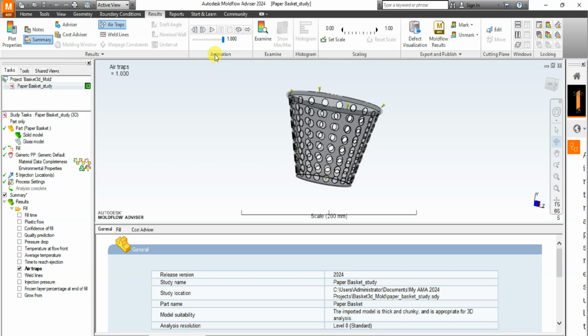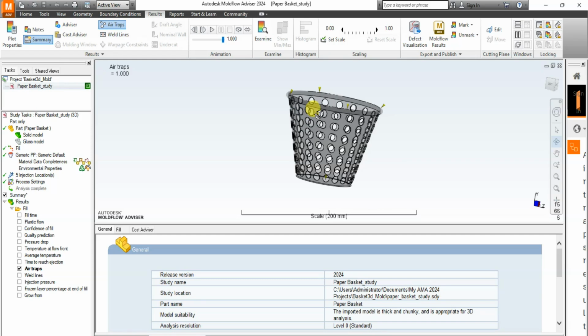Additionally, the air trap plot is used to determine the probability of an air trap at a particular location. A higher value clearly shows a higher probability that an air trap will occur, and a lower value indicates a lower probability that the air trap will occur. You can see the air trap says 1. Since this is a waste paper basket, air is likely, of course, to go in and out because that is how it is designed.